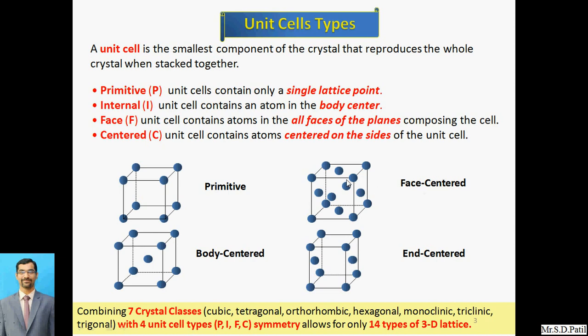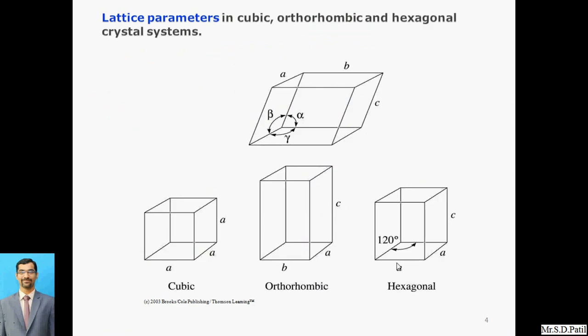In the face centered, apart from the corners, on each face the atoms are present. So that is the unit cell that contains atoms on all faces. In the body centered, the unit cell contains an atom at the center, and end centered has atoms on the sides. So these are some basic structures. Then the lattice parameters: the cubic structure is there, orthorhombic structure is there, and hexagonal structure is there.